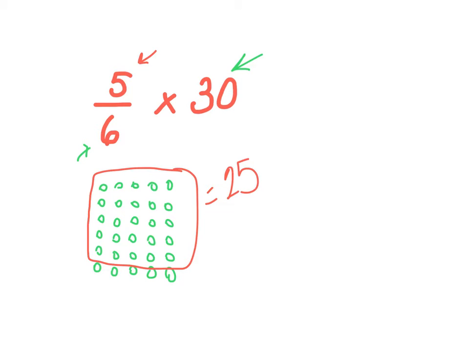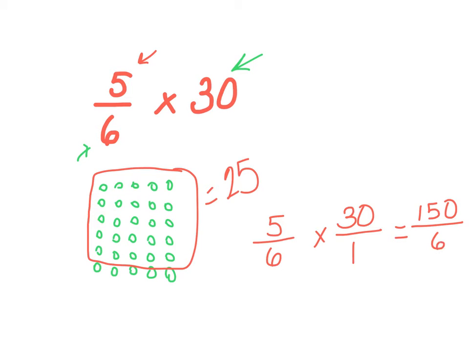Let me show you with the math. So 5/6 times 30. I'm just going to add a 1 underneath here. 5 times 30. 5 times 3 is 15. And there is a 0. And 6 times 1 is 6. Now, that is definitely a fraction greater than 1.